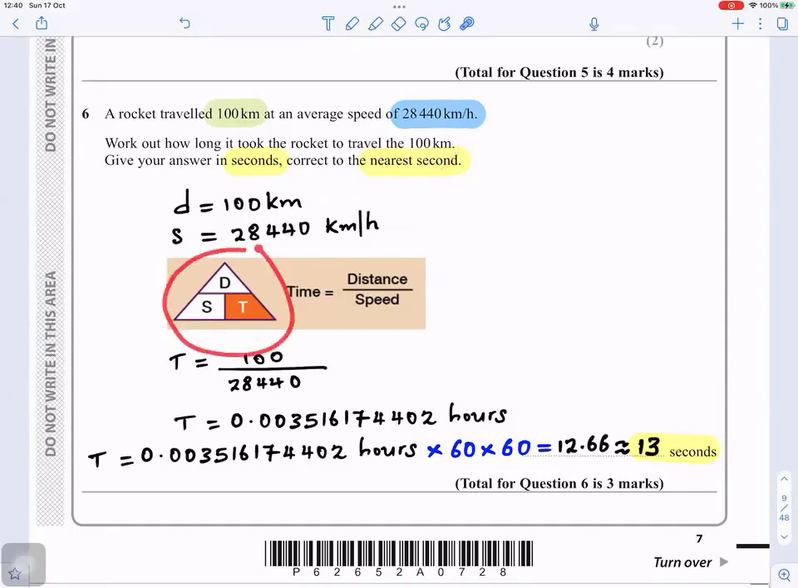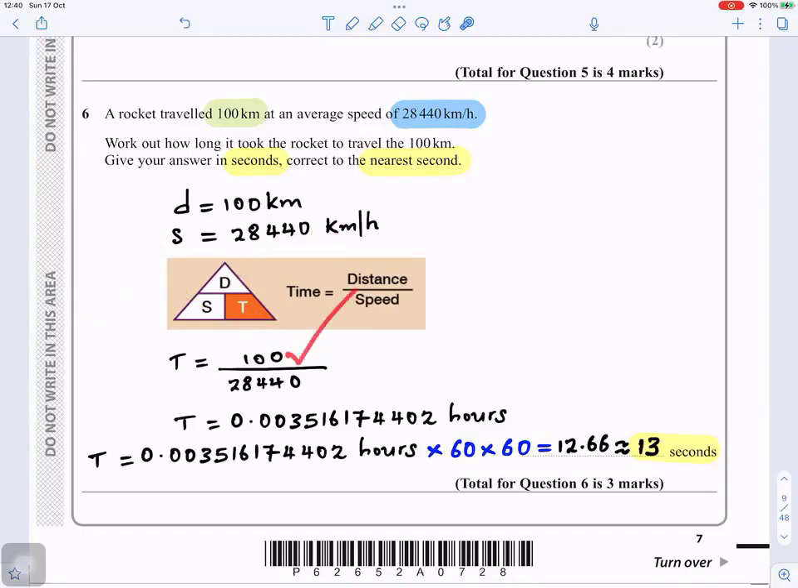So using this triangle, speed is distance divided by time. And time is distance divided by speed. And the way I remember this triangle is sausages don't talk.